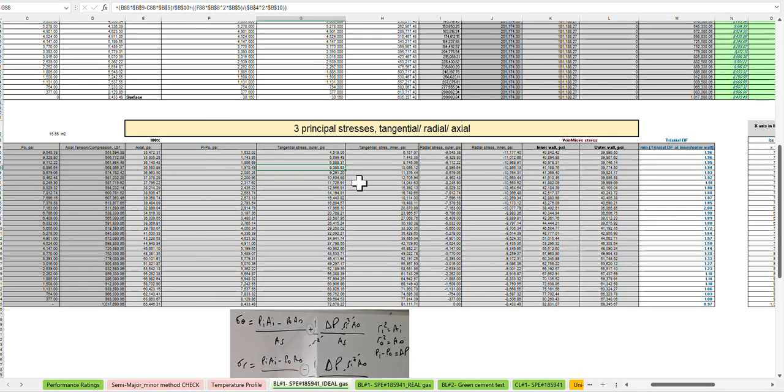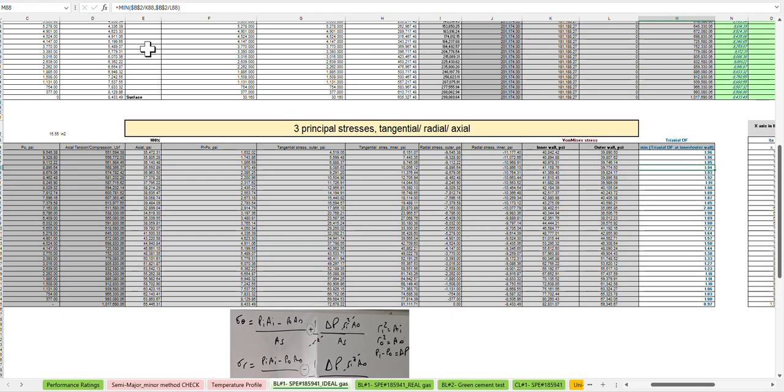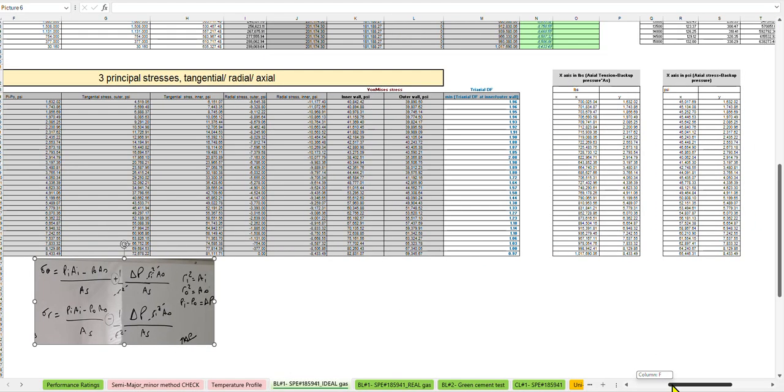So I calculate the outer wall and inner wall tangential, outer wall radial, and inner wall radial, and then I calculate the equivalent von Mises at the inner wall and the outer wall. Then here, as you can see, whichever has the minimum design factor, or the highest stress, you use that one to calculate the triaxial design factor. This was again the screenshot from my whiteboard.